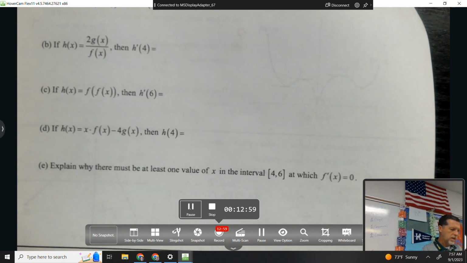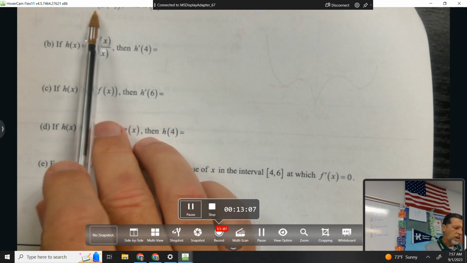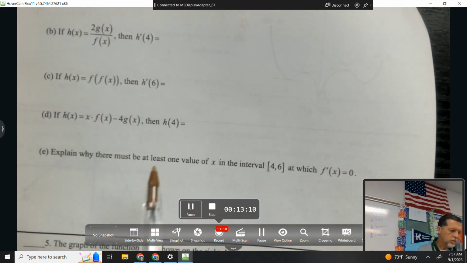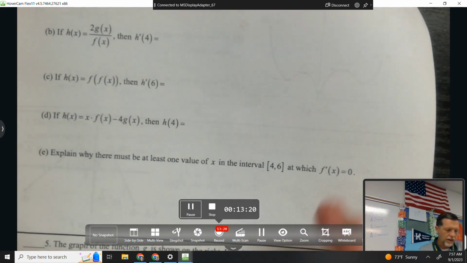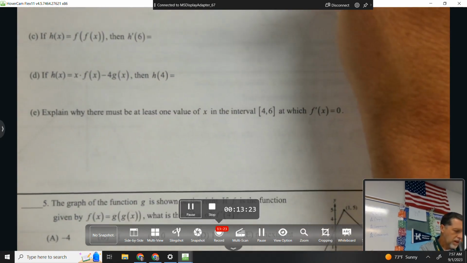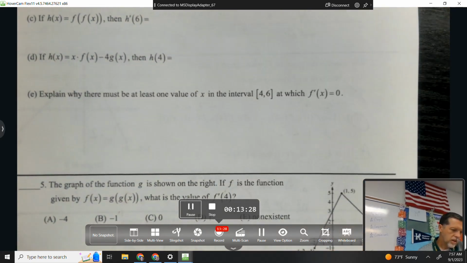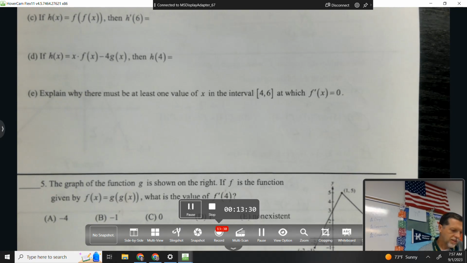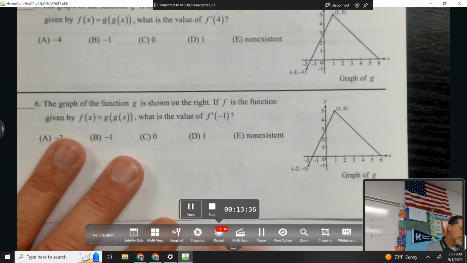Let's see. We want to do number 4. It looks kind of like what we just did, because I see chain rule, quotient rule, chain rule, some new rule, and then one value in the interval. That sounds like intermediate value theorem. Let's skip number 4. We've done all that. Let's jump to number 5.